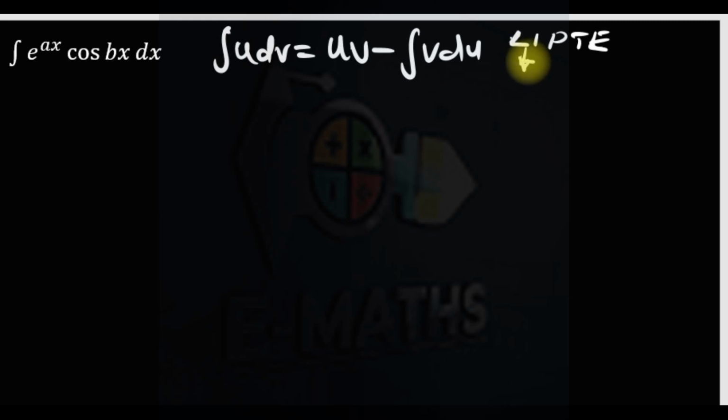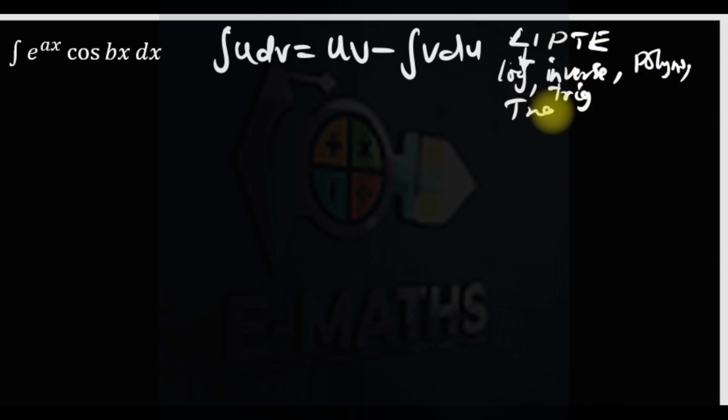So you have to look out for L, meaning logarithm. If you don't see a log function, you look out for inverse trig. If you don't see that, look out for polynomial. If you don't, look out for trigonometry. Remember, this is inverse trig. Finally, exponential function. So that's the order of u. Looking at this, our u is trig, because trig comes before exponential. So if we call that u, the other one is dv. Our dv here is e raised to power ax dx.